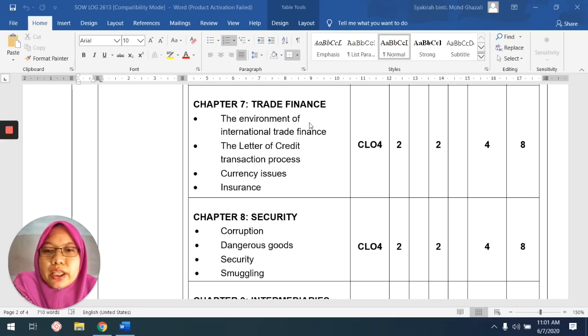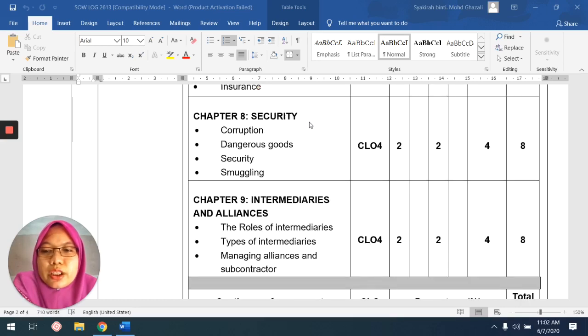Then chapter 8, the second last chapter for this course, is security. We will see what kind of security and what are the latest security tools or technologies that we use. Issues happen in logistics. Maybe here we will cover corruption, dangerous goods, smuggling, and so on. At the same time, I will share with you the latest issues in world logistics. So we will cover chapter 8 later.